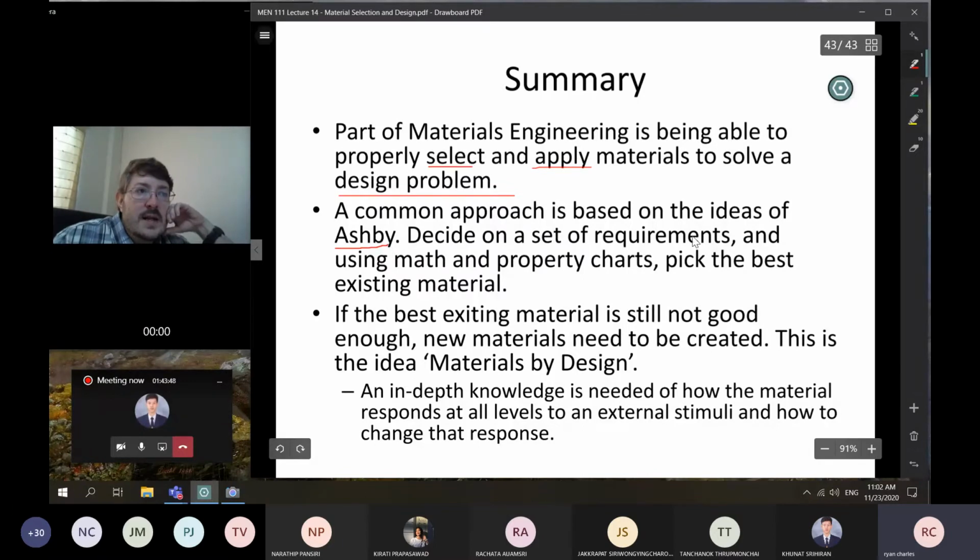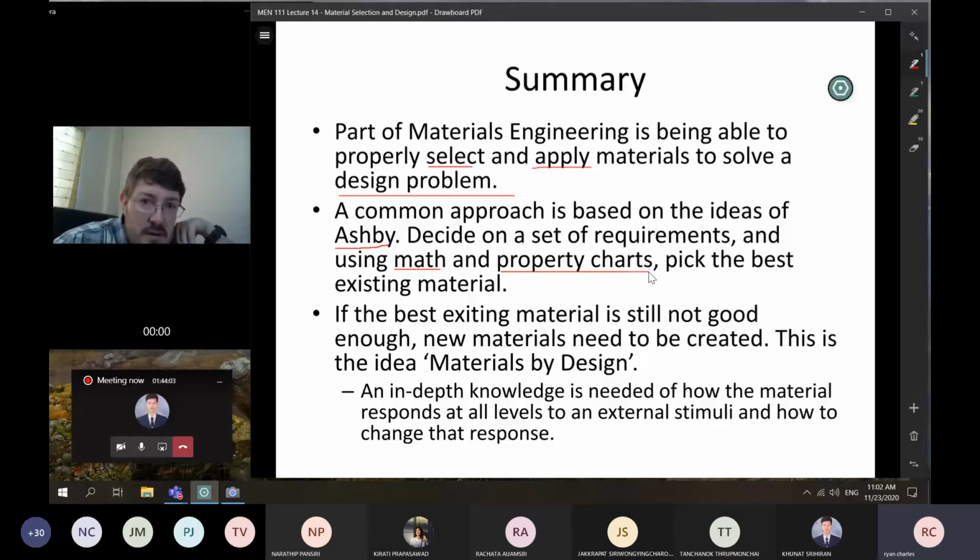Decide on a set of requirements for your design, right? How strong do you want it to be? Things like that. And using math and things like property charts, you pick the best existing material, right? And that's perfectly fine in something like civil engineering. Perfectly fine.